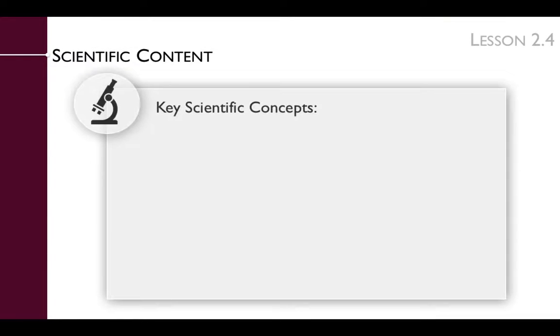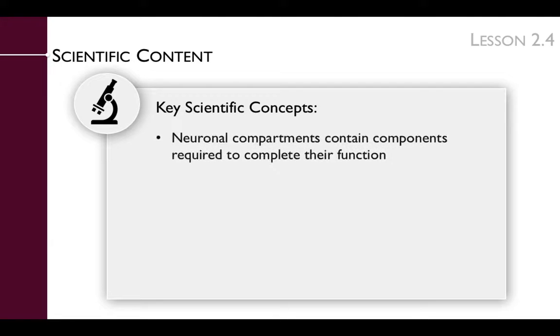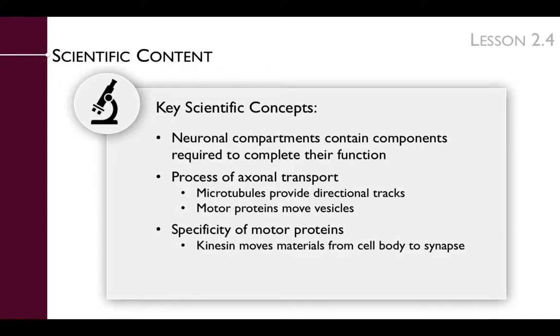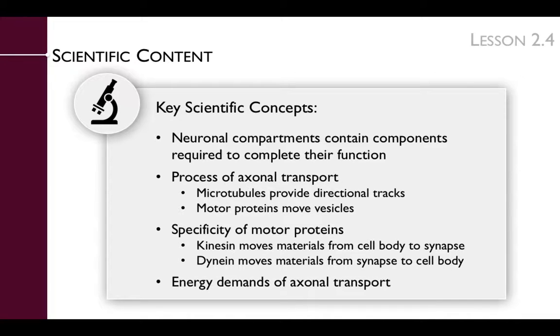To prepare for this lesson, you'll need to review the key scientific concepts that were presented in it. They include that the neuronal compartments contain components required to complete their function. For example, that the axon has ion channels. The process of axonal transport, including the microtubules, provide directional tracks, and that motor proteins move vesicles along these tracks, as well as the specificity of motor proteins. That kinesin moves materials from the cell body to the synapse, and the dynein moves materials from the synapse to the cell body. And lastly, the energy demands of axonal transport.